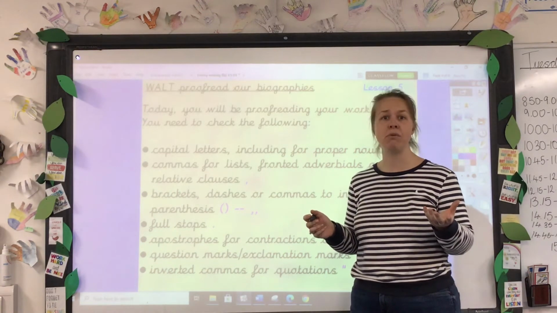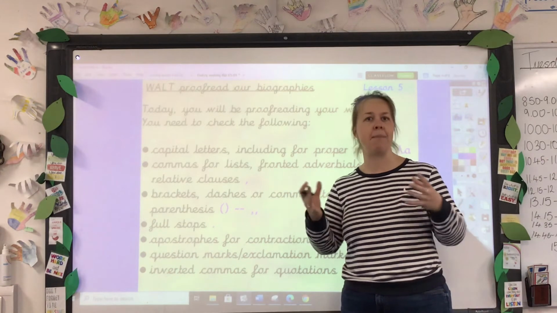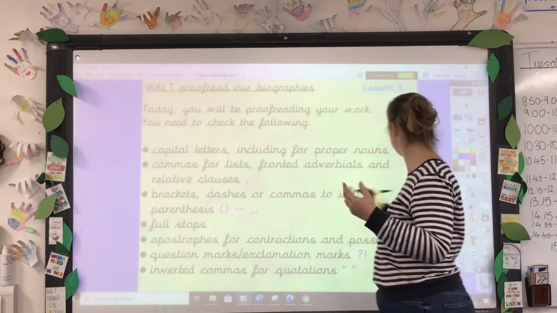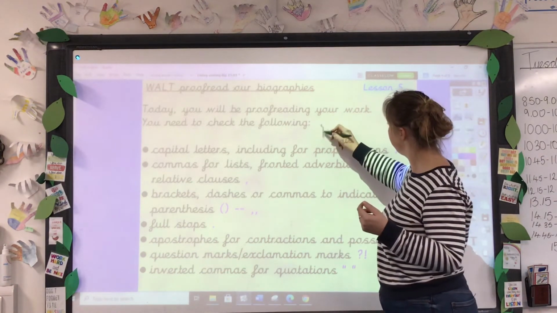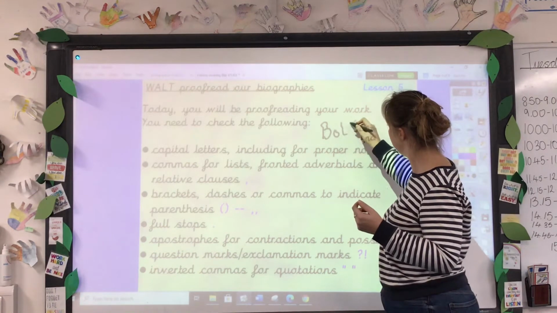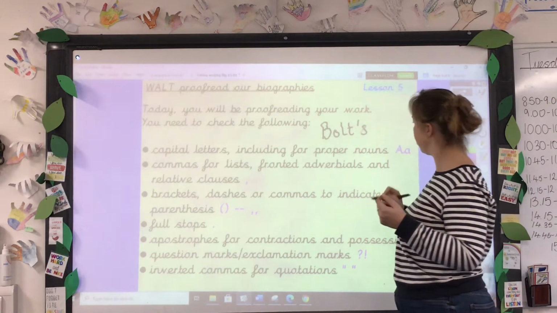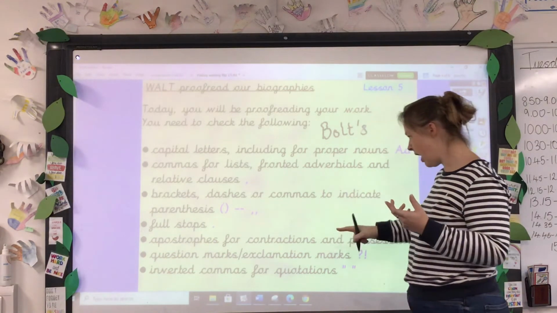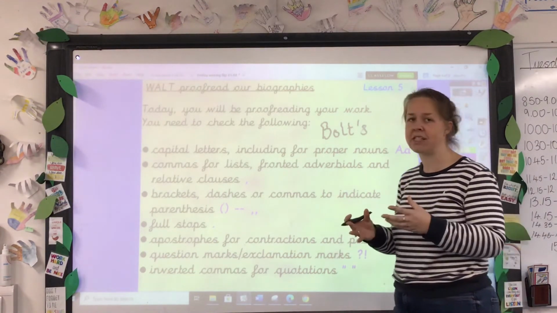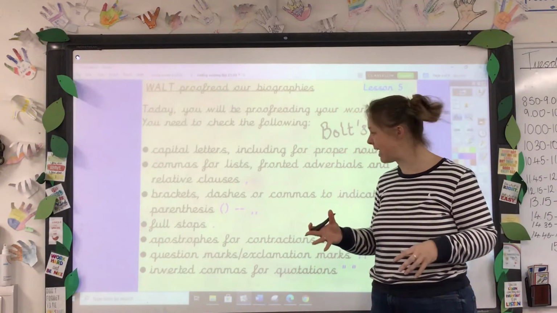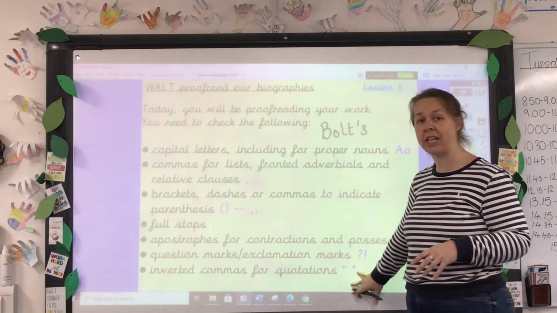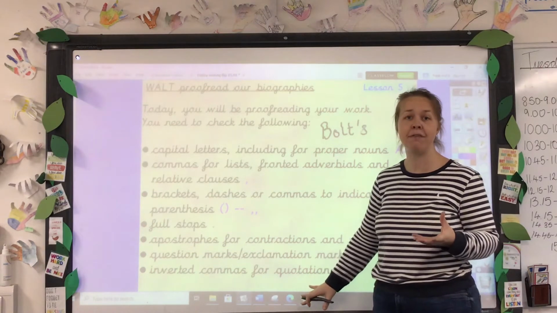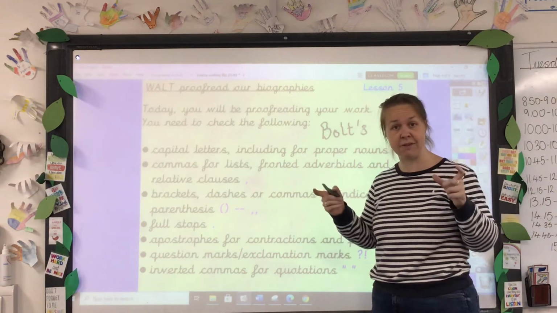Apostrophes for contractions, so we talked about this last time, cannot becoming can't and having that apostrophe in there. And possession, so I've said Usain Bolt, so let's use him again. If you were saying Bolt's running career, the running career belongs to Bolt, so you would need your apostrophe to indicate that possession. Question marks or exclamation marks, you might have used those, you might not. Check whether you need them. And inverted commas if you've got any quotations. Great if you have. Make sure that they are in those inverted commas.